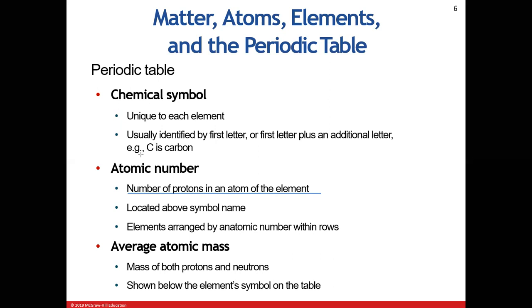When we look at atomic weight, the atomic weight is typically what we see on the periodic table. Even though it says here atomic mass is shown below the element symbol on the table, there is a little bit of a difference, because the atomic weight really is the average of all the atomic masses, or isotopes, that we find in nature. So if you want, we can consider that the average atomic mass as well.